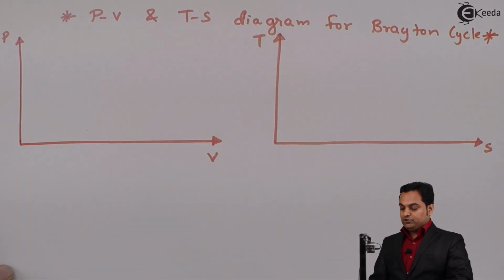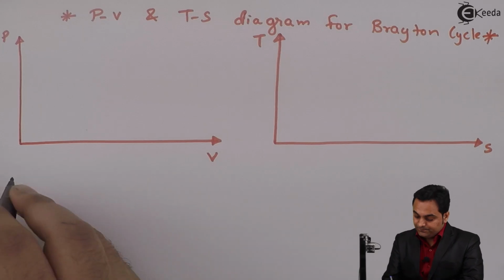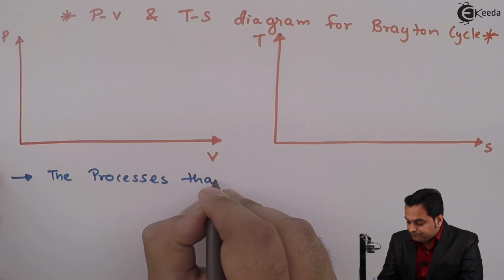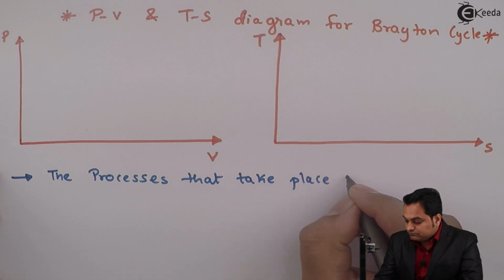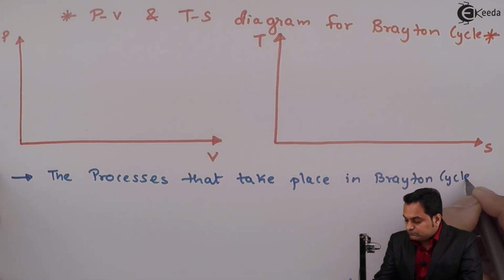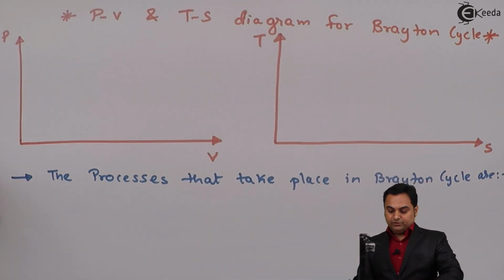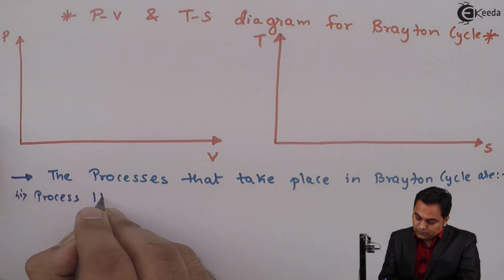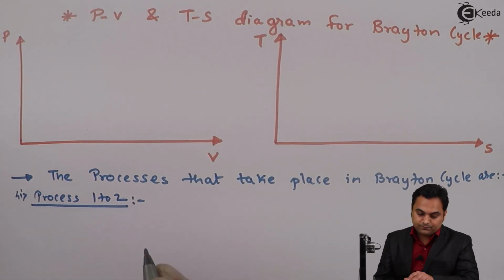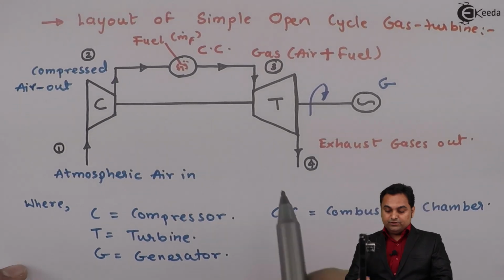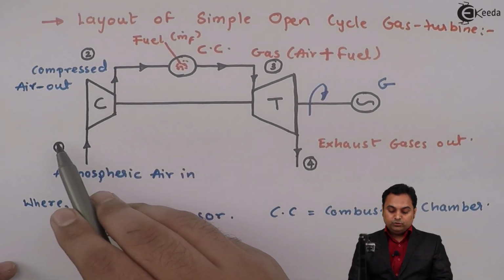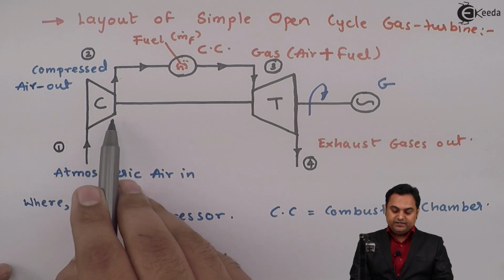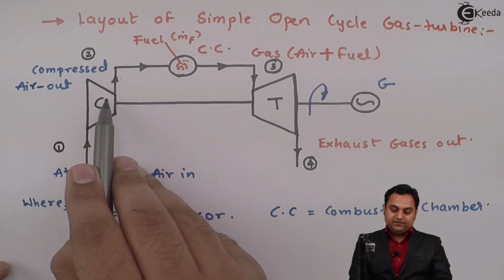Now, first I'll write the processes which are there in the case of the Brayton cycle. The processes that take place in the Brayton cycle are: first, process 1 to 2. As we can see from the simple open cycle gas turbine, from 1 to 2 the process is compression. At point 1 the atmospheric air enters the compressor, it then gets compressed, that is, volume decreases and pressure increases, and it goes up to point 2.